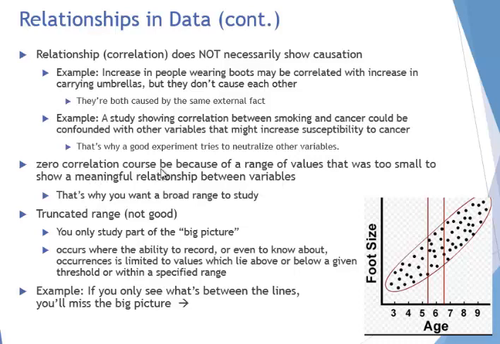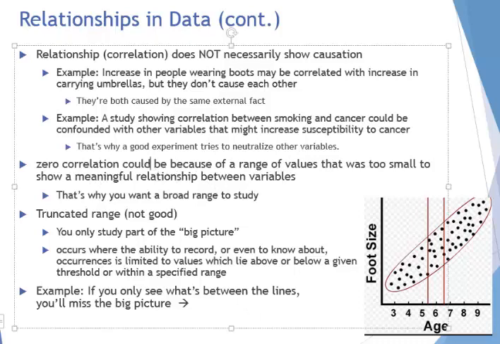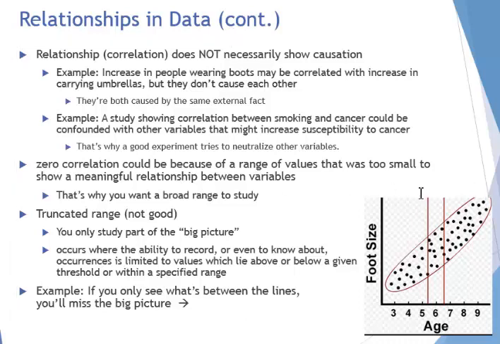Zero correlation doesn't necessarily mean that there is no correlation. If you do an experiment and you don't see any correlation, it could just be because of the range of values is too small. This would be an example of a truncated range. Look at this example over here. In this example, let's say you've got a relationship between foot size and age.